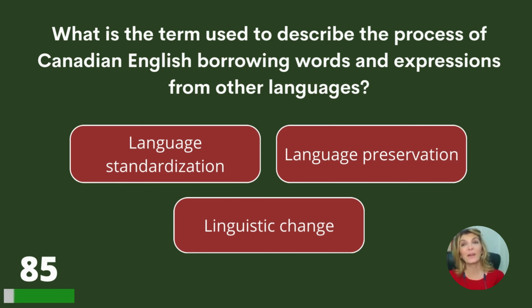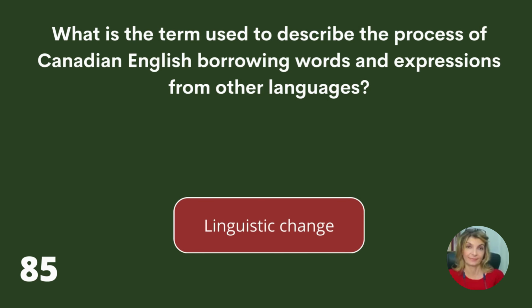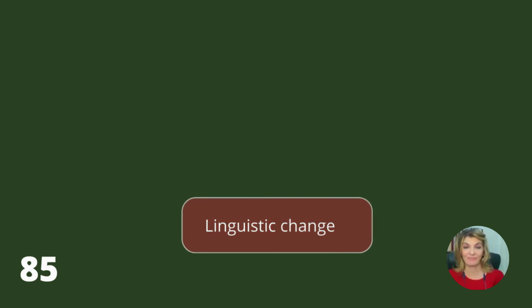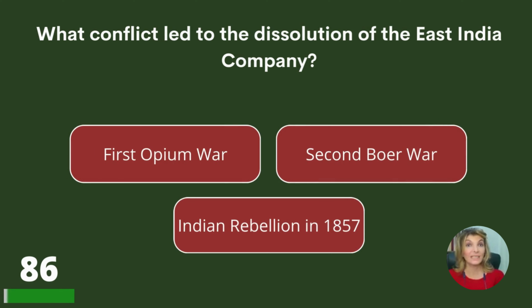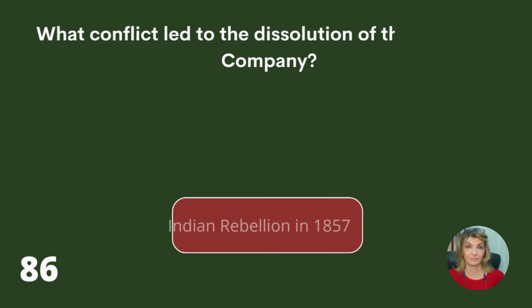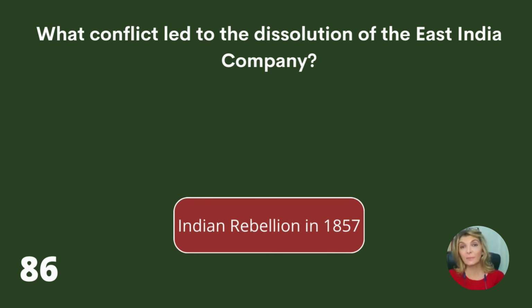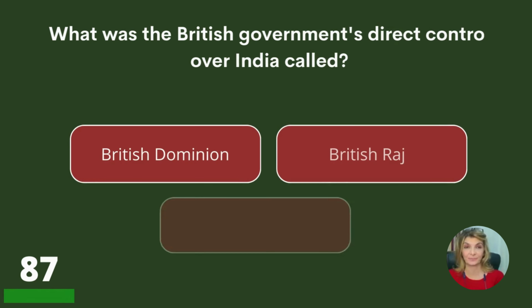What is the term used to describe the process of Canadian English borrowing words and expressions from other languages? Language standardization, language preservation, or linguistic change? Linguistic change. What conflict led to the dissolution of the East India Company? First Opium War, Second Boer War, or the Indian Rebellion in 1857? The Indian Rebellion in 1857.